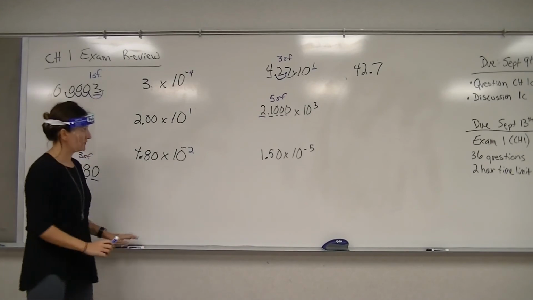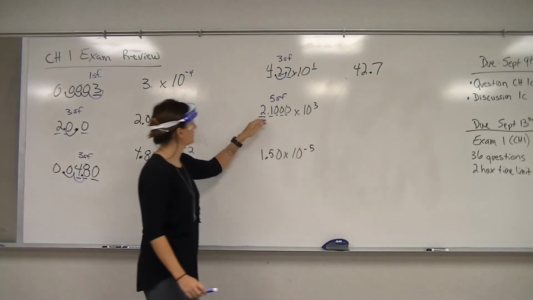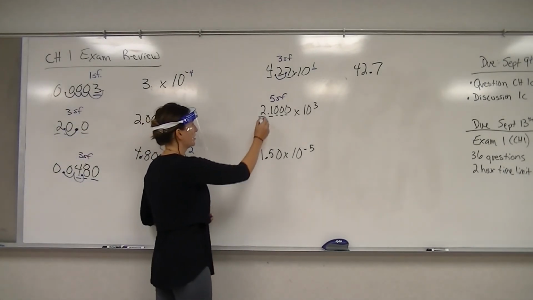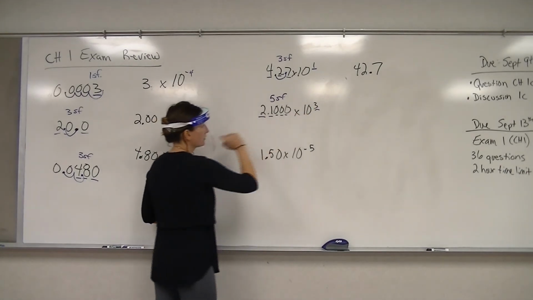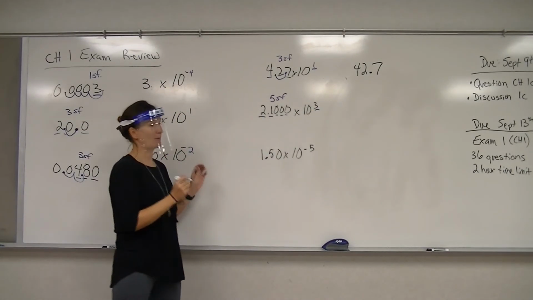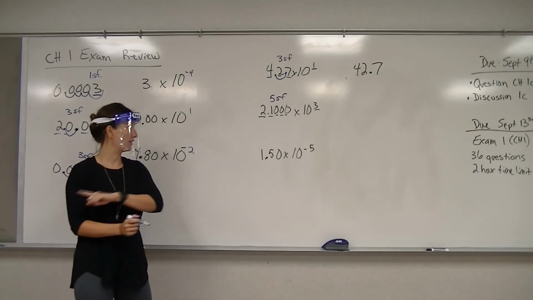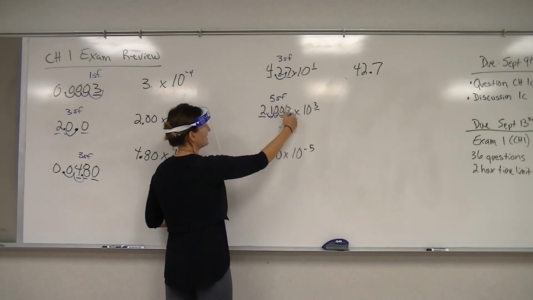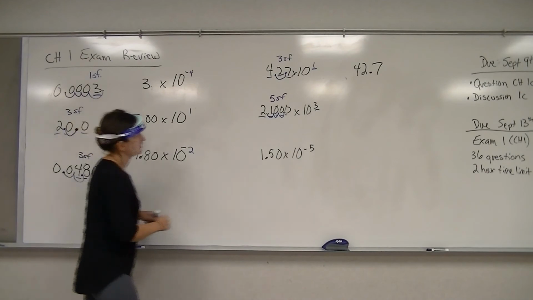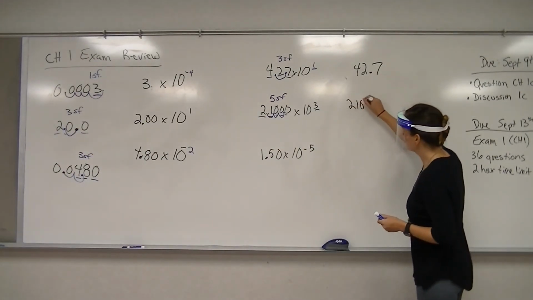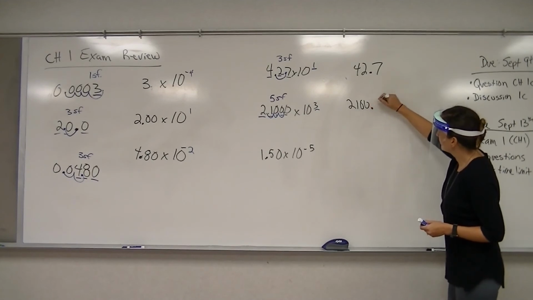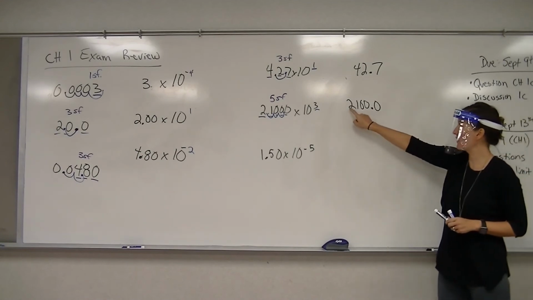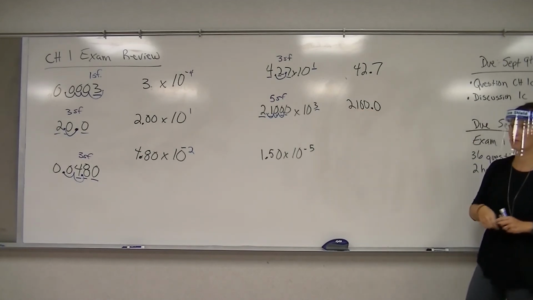Now that we know there's 5 and we need to keep 5 numbers in our answer, let's put it together. I'm moving the decimal how many times? 3. What direction? Do I want to make it bigger or smaller? Bigger, so it's going to go to the right. 1, 2, 3. Now it's between these 2 zeros. So I'm going to write 2, 1, 0, 0, and then my decimal, and another 0. That's the normal notation, and I still have 1, 2, 3, 4, 5 sig figs.